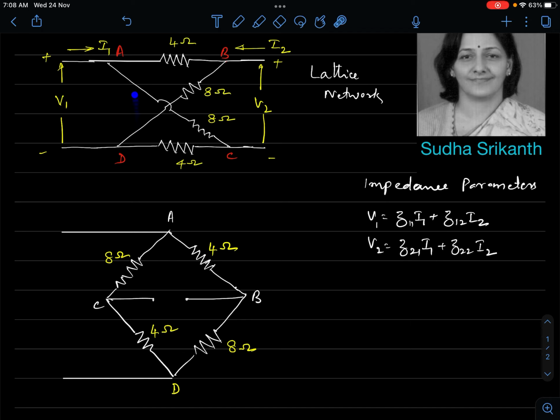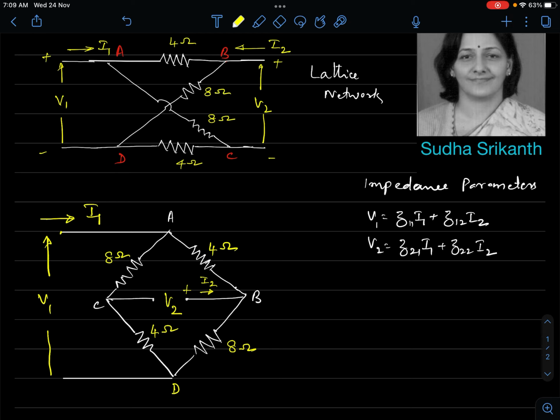So between A and D, we have V1, I1. Okay, that is the input port. So this is my V1. This is my I1. Okay, and between B and C, we have V2. This is V2, positive. Okay, so this way is I2. Right? So I've rewritten this network. That's all. So this appears a little easy to understand, right?